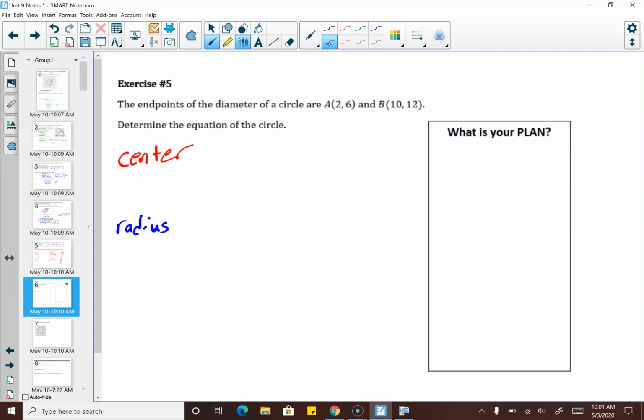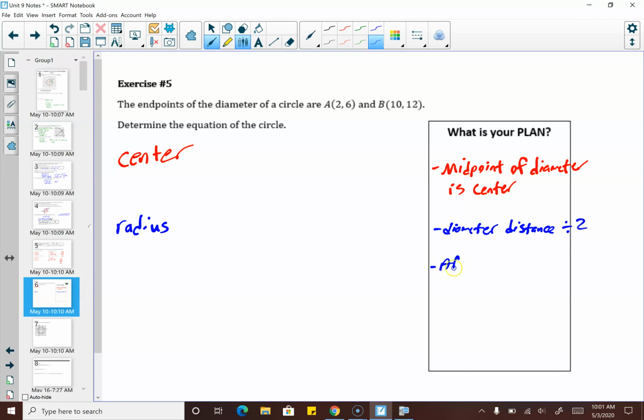All right. So if we need a center, we need a radius. For our center, if you have the endpoints of your diameter, the midpoint of the diameter is your center. So that's how you're going to find your center coordinate here. Now for your radius, you have two options. You could find the diameter distance, and then divide it by 2.